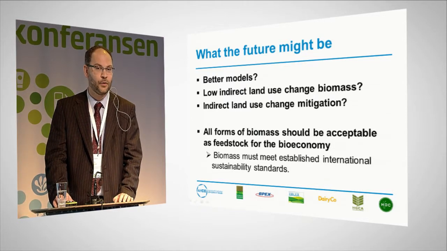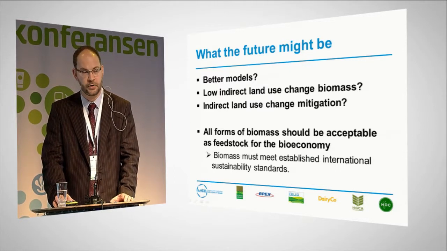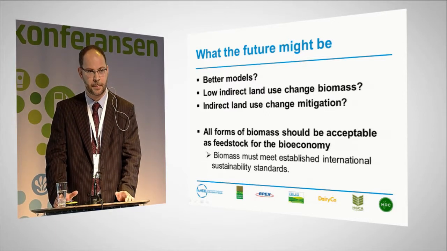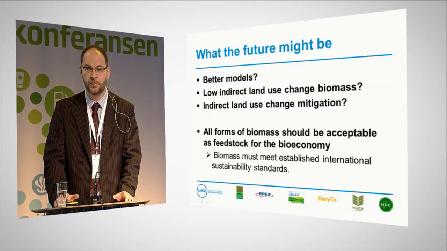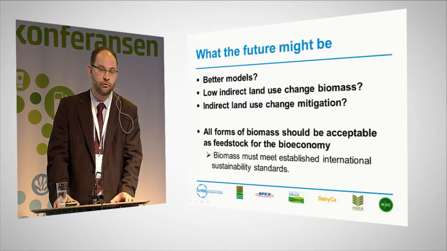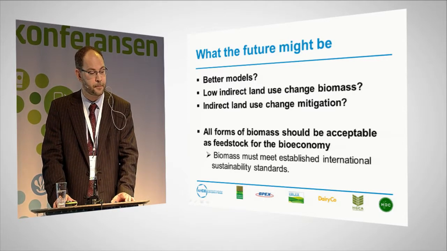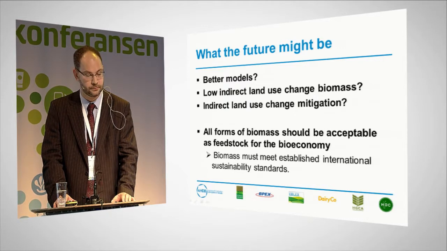It's difficult to say what the future is going to hold. Will it have better models? Almost certainly. Modelling is inherently very complicated. There are a large number of parameters, a requirement for vast amounts of data, and an awful lot of assumptions. Some of those uncertainties will become more certain. The models will get better. But I come back to the point that we can already produce low or zero indirect land use change biomass. And we are already able to demonstrate mitigation as well. These are things that we can already do.